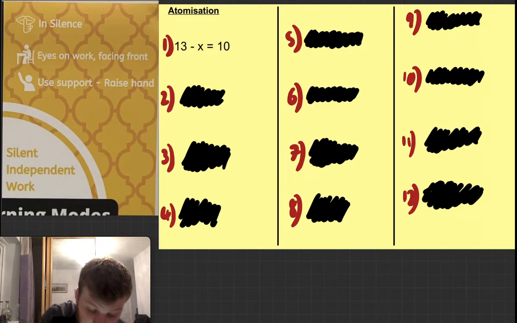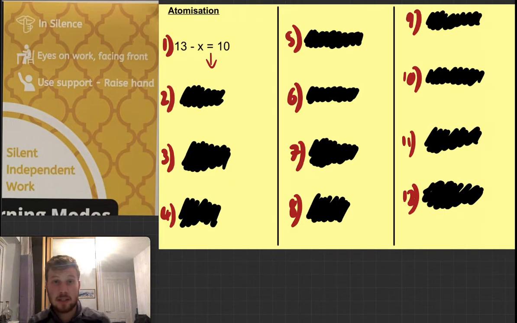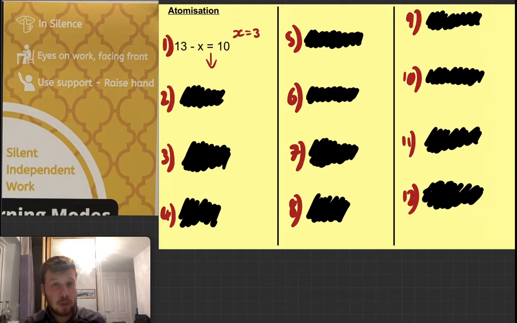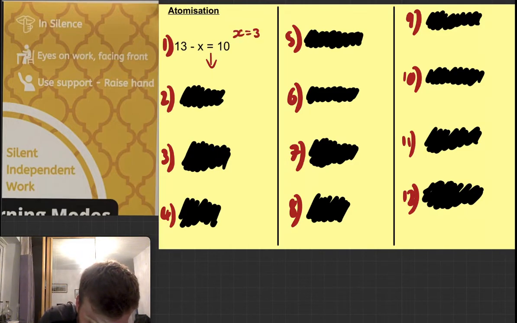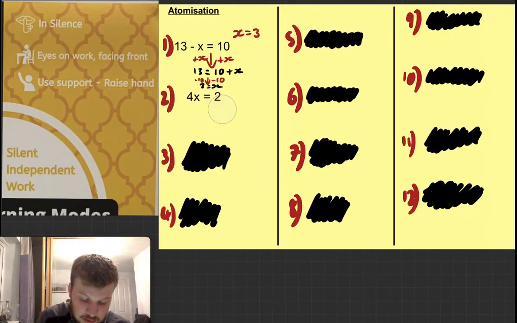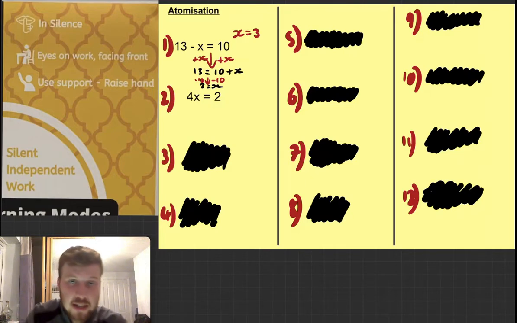Lovely, so we should have realised that if I've got 13 take away x is equal to 10, most of us would have been able to say x is equal to 3 straight away, but I want to show us why. What we would do is add x to both sides to make it positive, which is going to give me 13 is equal to 10 plus x. And then if we take away 10, we're going to get 3 is equal to x. So I'll show you that just as I rub this out. So 3 is equal to x. Now the next one, pause the video, copy it in, write out the answer.